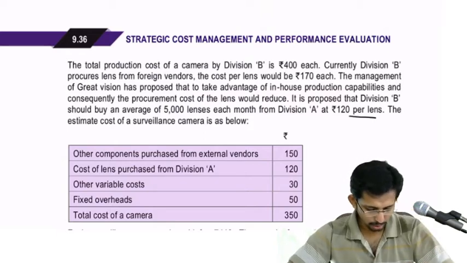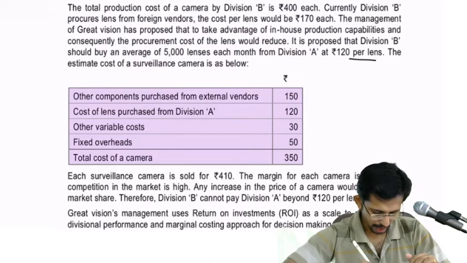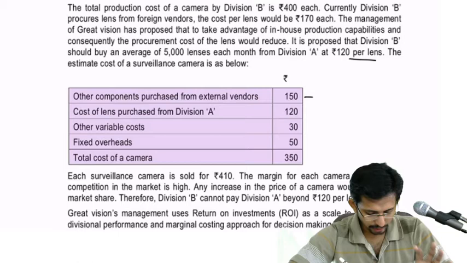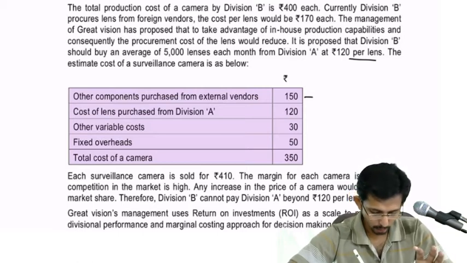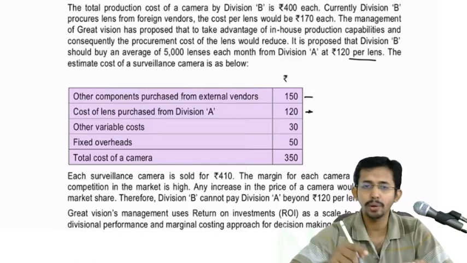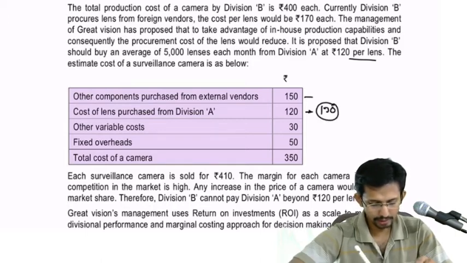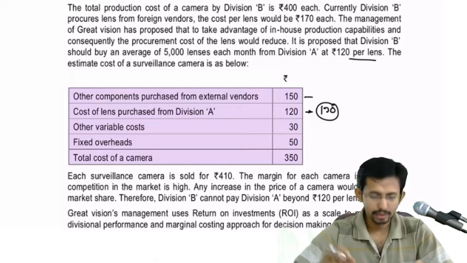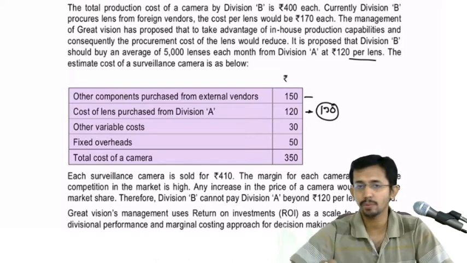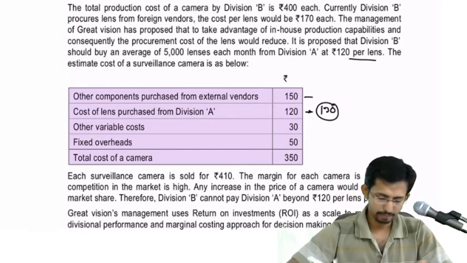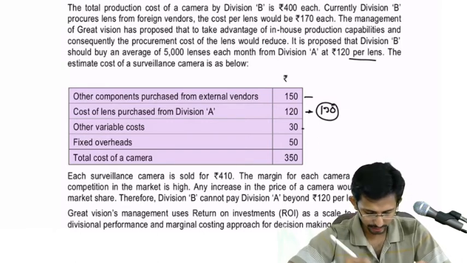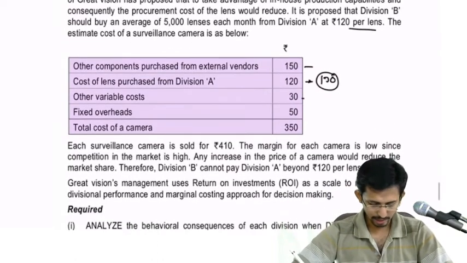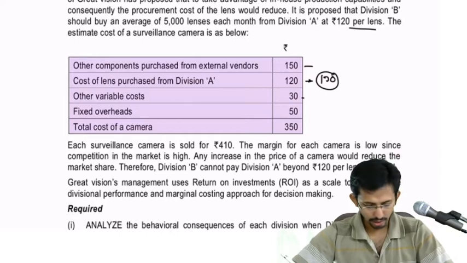Now, the estimated cost of the surveillance camera is as below. Other components purchased from external vendors, 150. Basically it is a variable cost. Now cost of lens purchased from Division A, that is 120. See, presently they are procuring it at 170, but this cost breakup is given for the manufacturing of the surveillance camera with internal transfer of the lens. That is why they have taken 120. Now other variable cost is 30 rupees and fixed overhead is rupees 50 per unit, and thus the total cost of a camera comes to around 350.